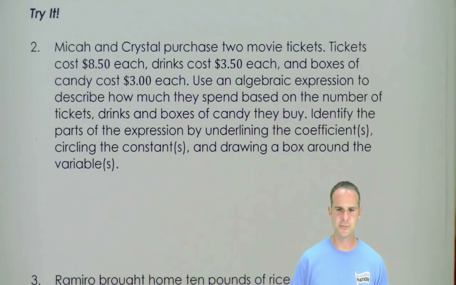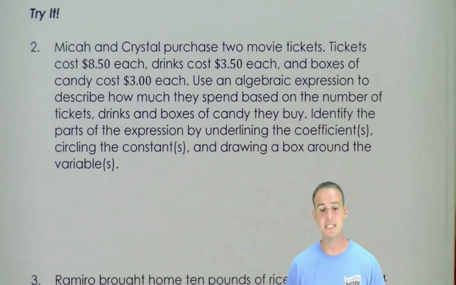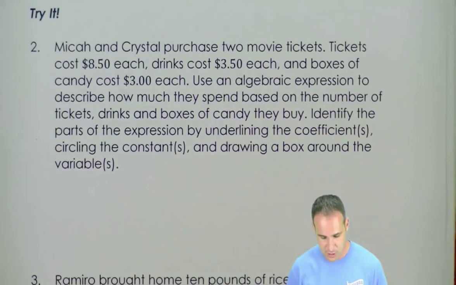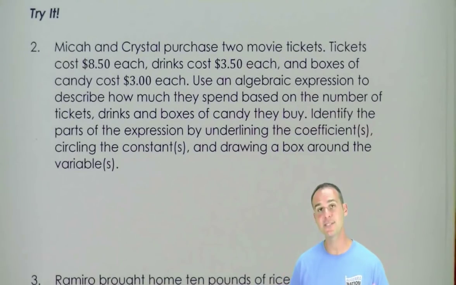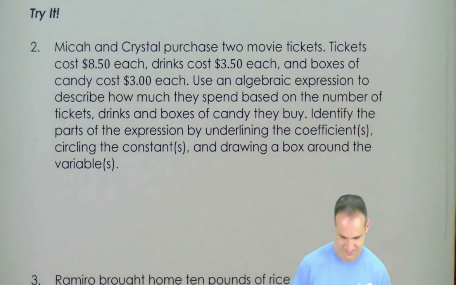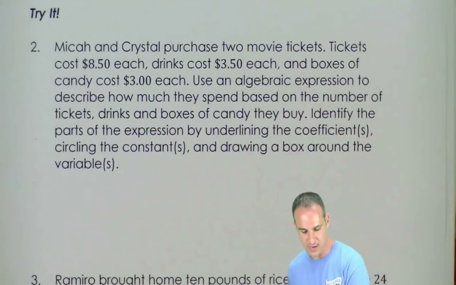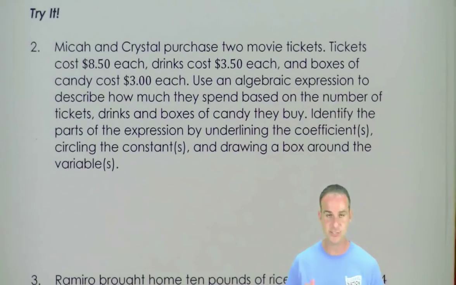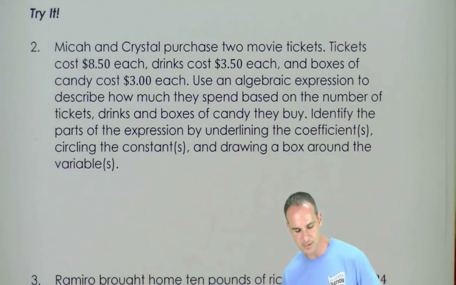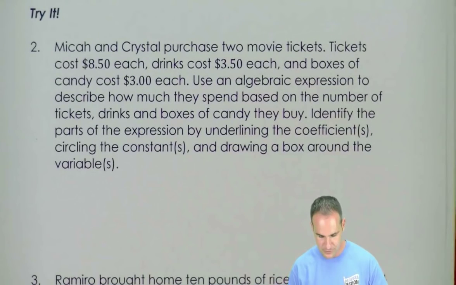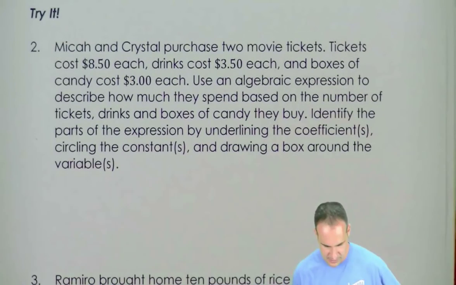Mika and Crystal purchased 2 movie tickets, and tickets cost $8.50 each. Drinks cost $3.50 each, and boxes of candy cost $3 each. Use an algebraic expression to describe how much they will spend based on the number of tickets, drinks, and boxes of candy they buy. Also, identify the parts of the expression by underlining the coefficients, circling the constants, and drawing a box around the variables.